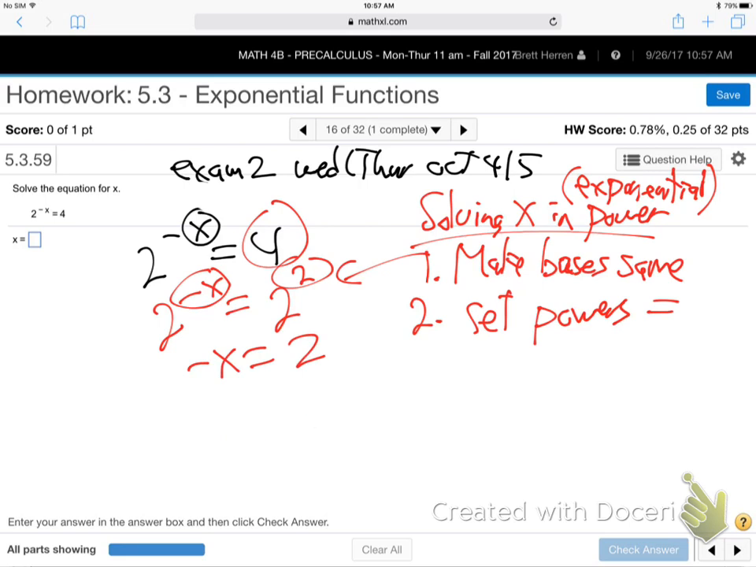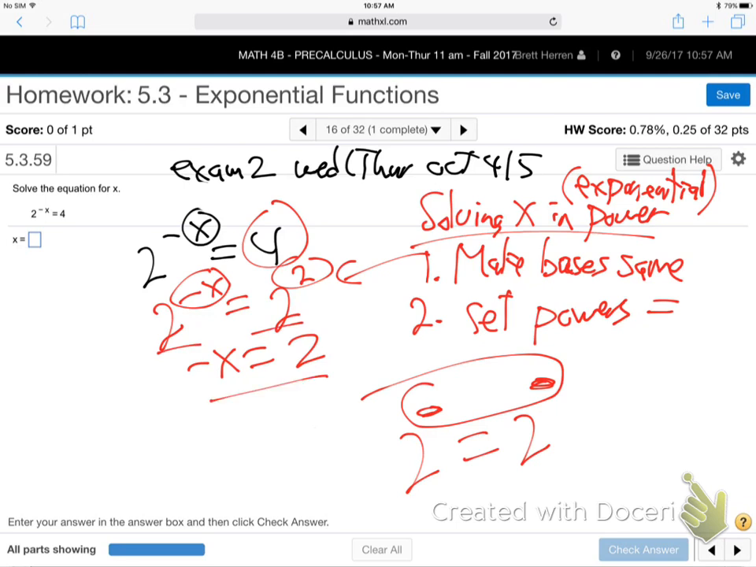Why? Because if 2 to something equals 2 to something else, those somethings must be the same power, right? They must be equal powers, or 2 to one of them wouldn't equal 2 to the other. If they were different powers, how would 2 to one of them equal 2 to the other? They wouldn't. So those powers have to be the same. They have to be equal. As soon as you've made the bases the same, you know the powers can just be set equal.